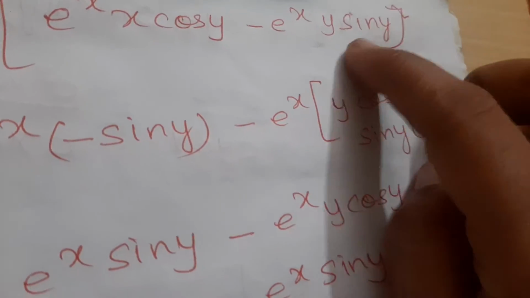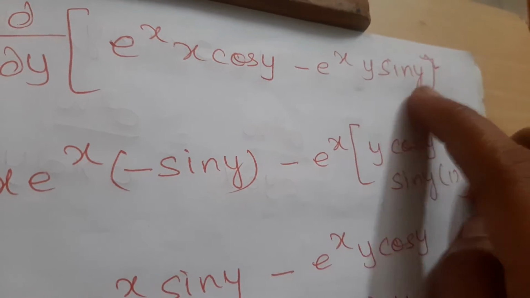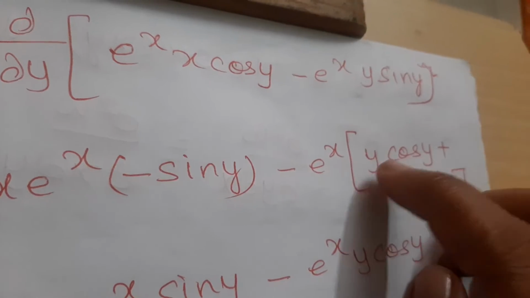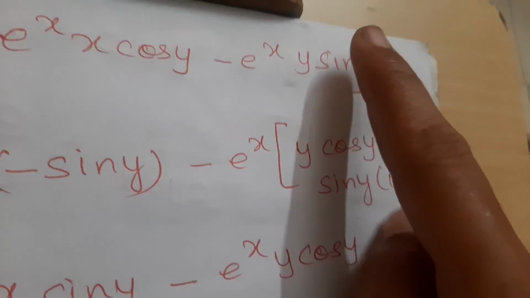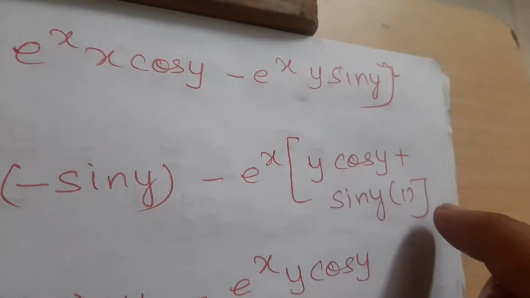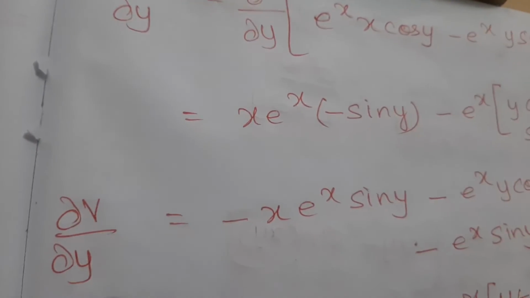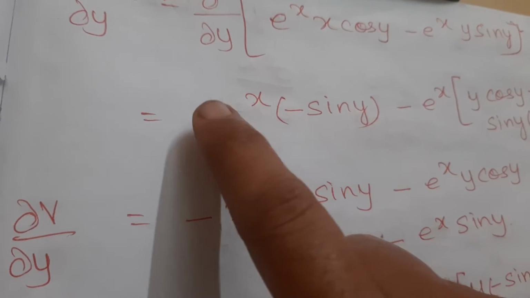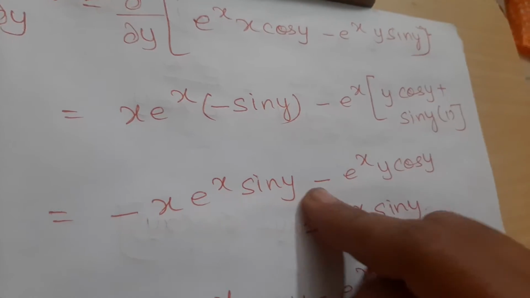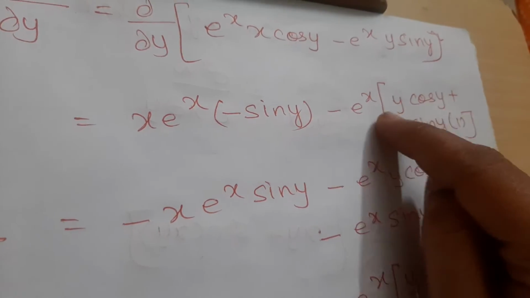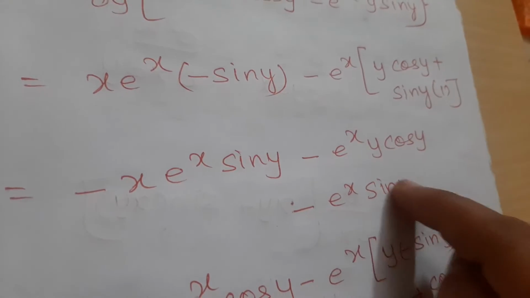Here I have y sin y. So y must be taken as u and sin y as v, and I apply the product rule. I keep y as it is, and the differentiation of sin y is cos y. Plus sin y as it is, and the differentiation of y with respect to y is 1. So now dou v by dou y is equal to minus x e power x sin y minus e power x y cos y minus e power x sin y, multiplying each term with e power x.